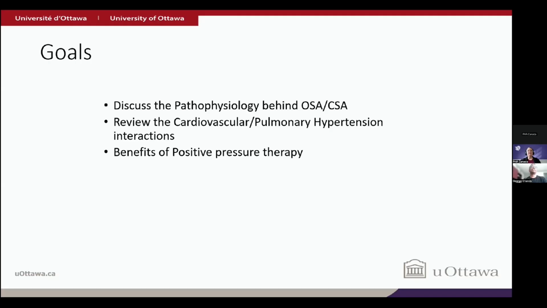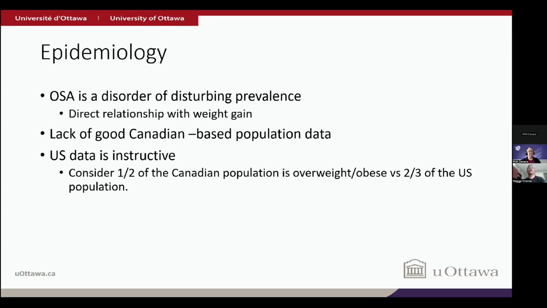So the goals will be to discuss the pathophysiology, just understanding how sleep apnea affects the body. And I was going to comment on obstructive and central sleep apnea because they're kind of both relevant. Review the cardiovascular and pulmonary hypertension interactions, and the benefits of positive pressure therapy, which is the main treatment for sleep apnea. So first of all, what about the epidemiology of this disorder?